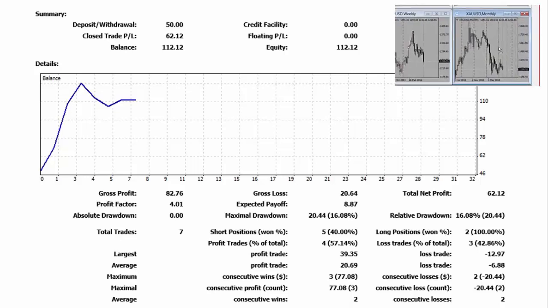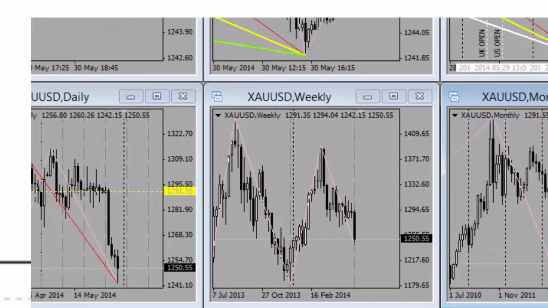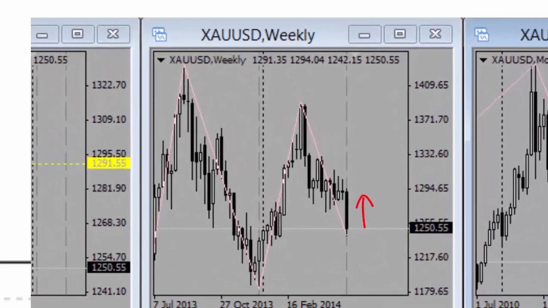In the previous video, I mentioned that the prices are in a downtrend and should retrace up for at least 2 weeks before starting to go down.